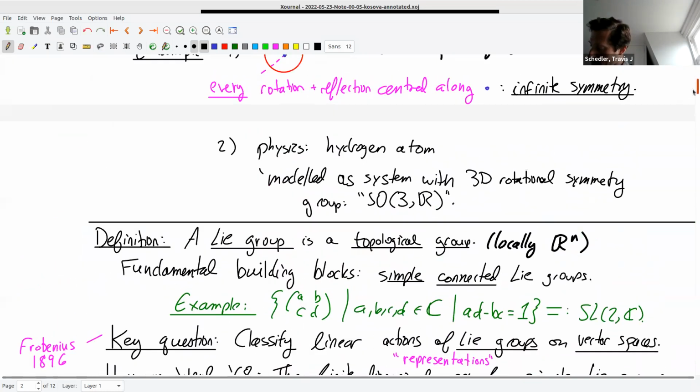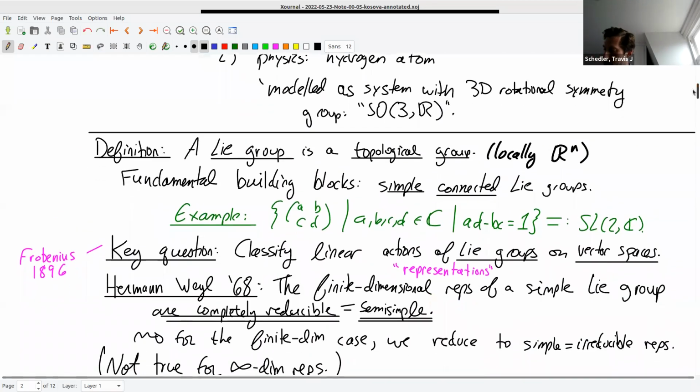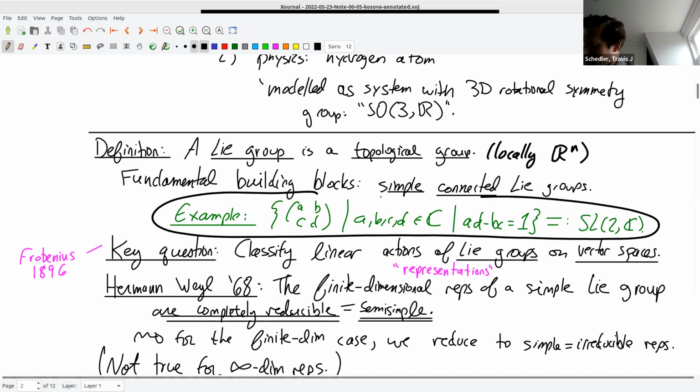Right, so that's what we have here. And these are the fundamental building blocks of these Lie groups, which are the particular ones called the simple connected Lie groups. Okay, so what are those? We can take, for example, this group I really like called SL2C. And this is going to be our running example.